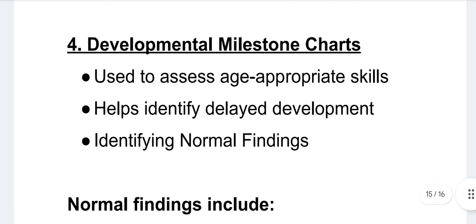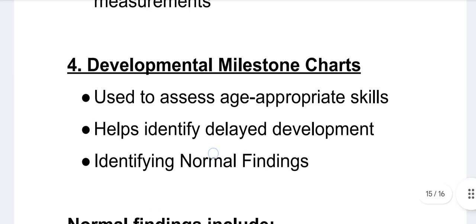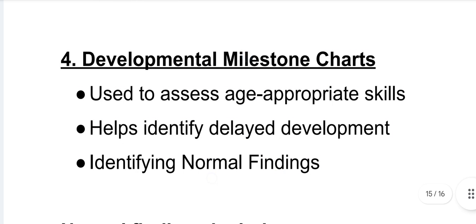And then the fourth one, we have the developmental milestones chart. This one is used to assess age-appropriate skills. It means we have a stipulated time when the child should attain each thing they should do. Let's say the child walking, crawling, starting to talk, all those things. That's what we mean by developmental milestones. So these help to assess age-appropriate skills, identify delayed development, and identify normal findings.